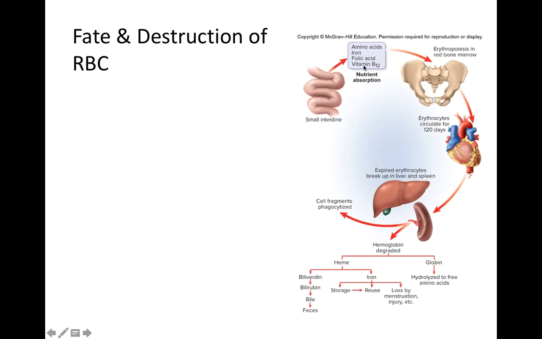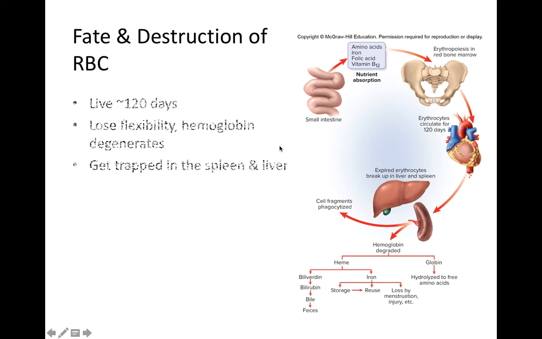Okay, so let's talk about the life cycle of a red blood cell. Once they're made, they are going to circulate for about 120 days. And then they are essentially going to get old and worn out. They're not going to be flexible, which, remember, that shape and flexibility is really important. And their hemoglobin is just not going to be working the way that it should. And so they're going to get trapped in the liver and in the spleen.